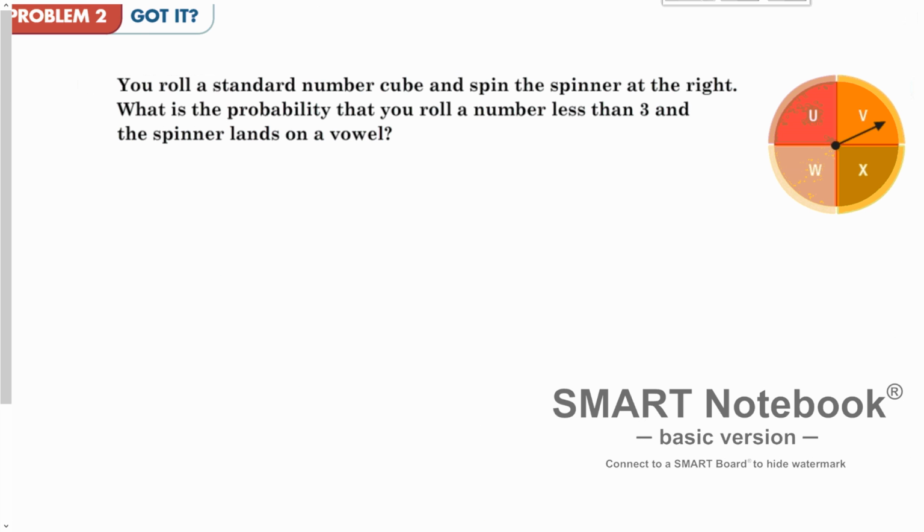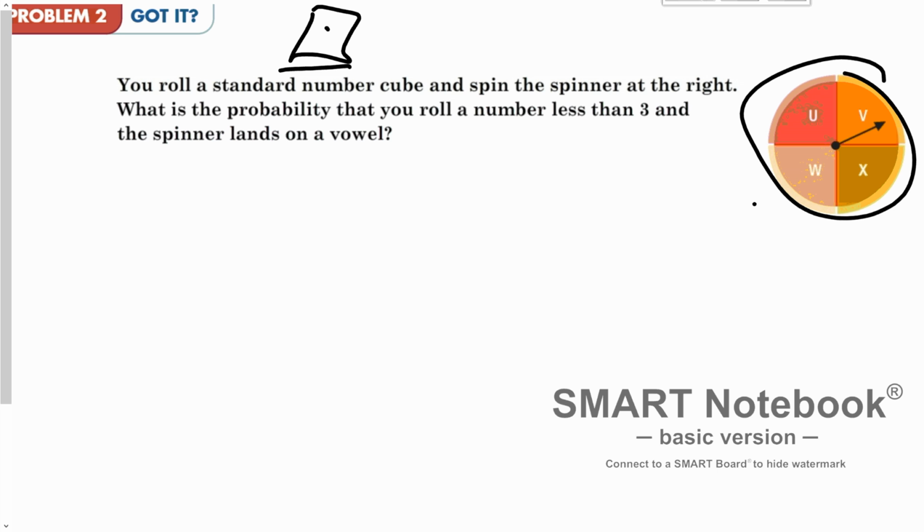Okay, go ahead and try this one. You have a standard number cube, so if you have a number cube 1, the other side is 2, 3, 4, 5, and 6, and then you have this spinner. So are these independent events? If I do roll the dice, does that affect my spinner at all? Okay, and then you want to find the probability of rolling a number cube less than 3, and a spinner that lands on a vowel out of these letters here. Okay, so go ahead and do that.